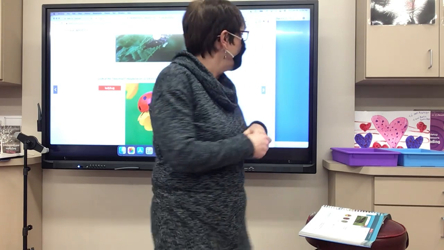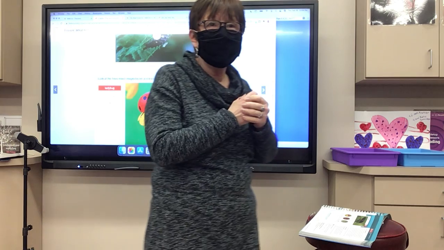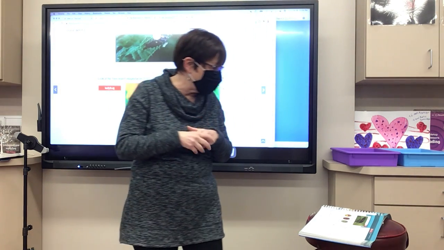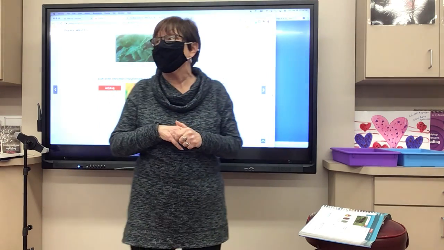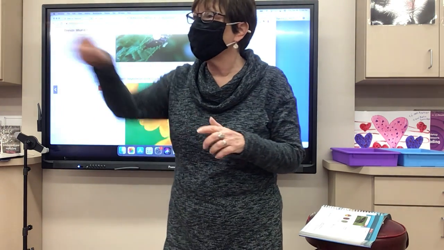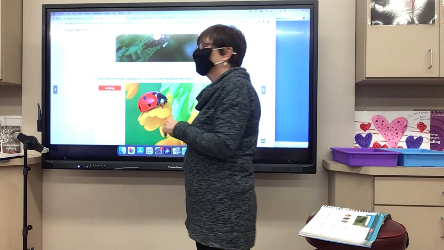Which one do you think it is? Do you think it is the ladybug, which is the red one on the leaf? We all know what the ladybug looks like, that's on the flower. Do you think it is the butterfly, or do you think it's the cicada? Which one do you think it is? Yes. The butterfly? You think it's the butterfly. Why do you think it's the butterfly?